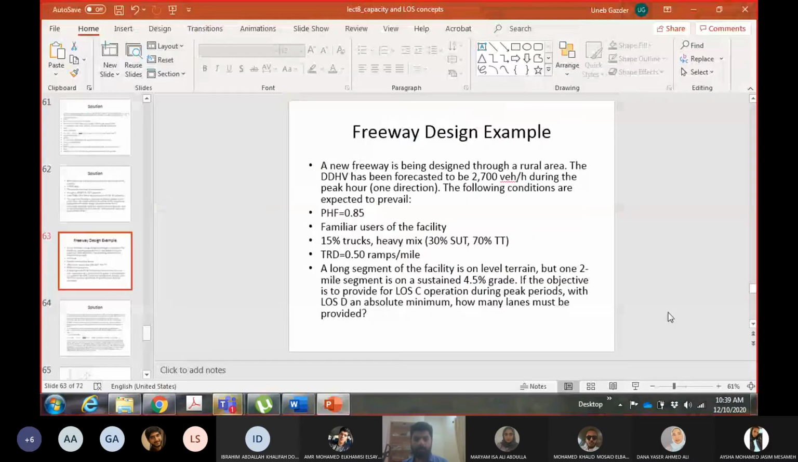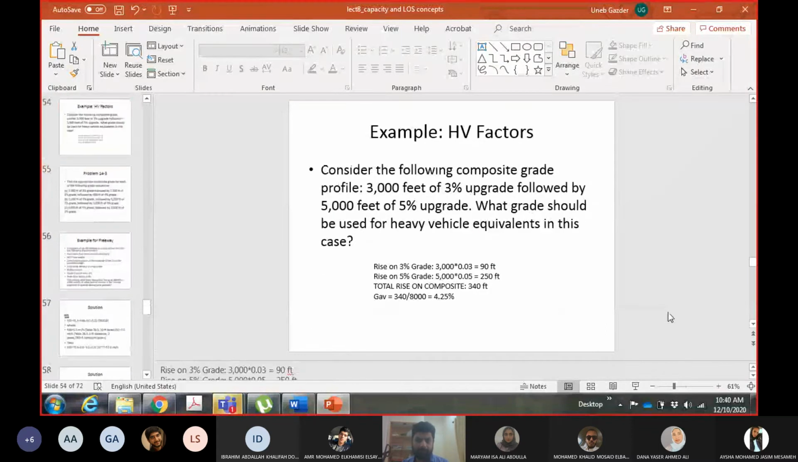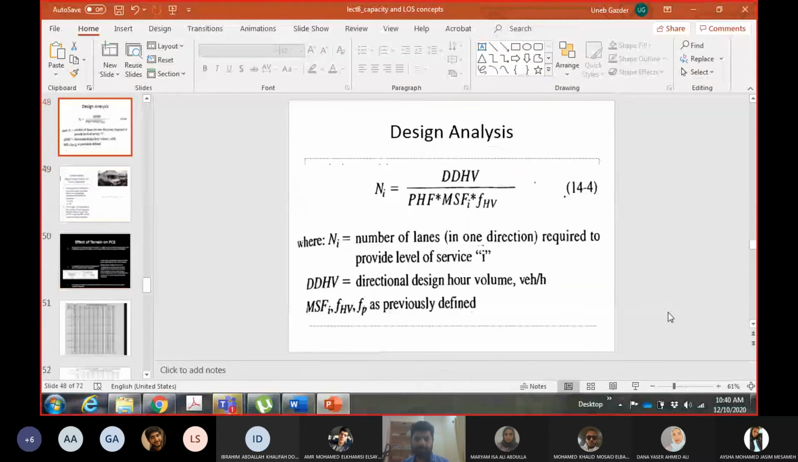Now for this free flow speed, we have to find out... because if I go back, this is a design analysis example. We have the DDHV which is given, the peak hour factor is given, and I will find out FHV because the terrain conditions are given. But I have to find out the maximum service flow rate for level of service C and D.